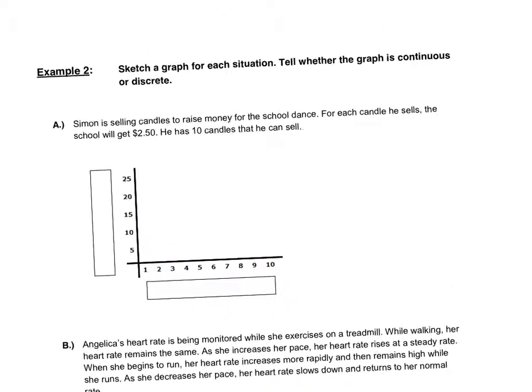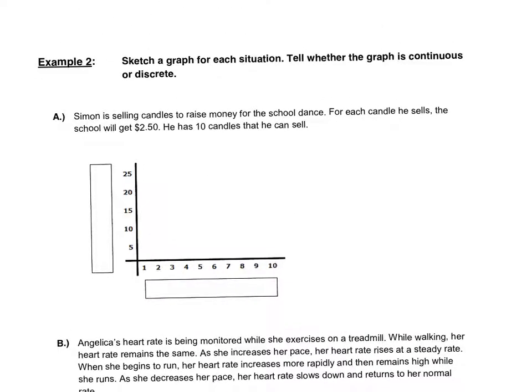Let's look at this example. They want us to sketch a graph for the situation and tell whether the graph is continuous or discrete. Remember, continuous is a solid line at some point. Discrete is where you have points because in-betweens don't get measured. Simon is selling candles to raise money for a school dance. For each candle he sells, the school gets $2.50. All right, so for each candle, one candle, you get $2.50.